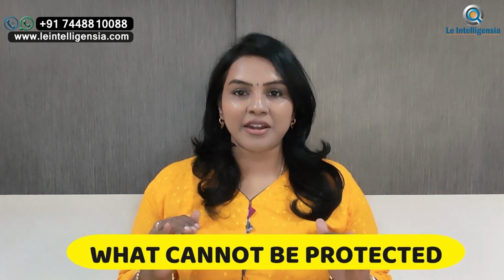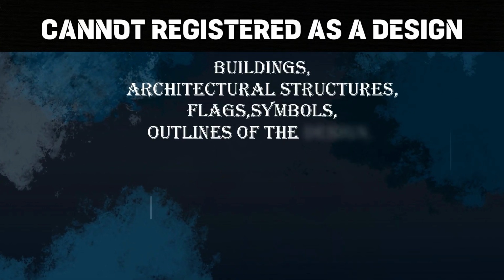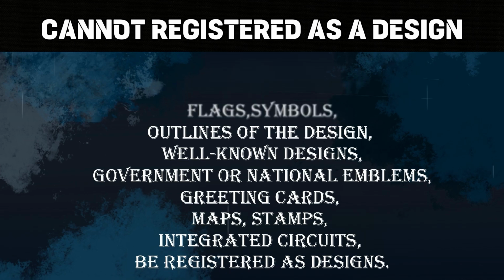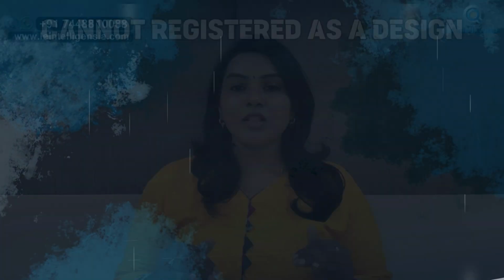If you are a person who wants to protect your product under a design registration, then you should also be aware of what cannot be protected under the Designs Act 2000. The following things cannot be protected: building structures, architectural designs, flags, symbols, outlines of design, well-known designs, government or national emblems, greeting cards, maps, stamps, and integrated circuits. These are all the things which cannot be protected under a design registration.